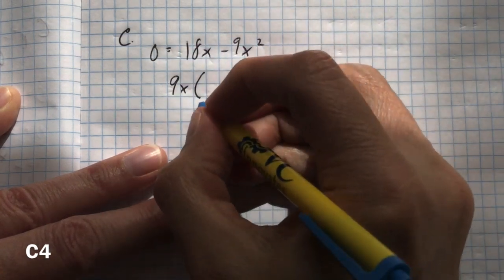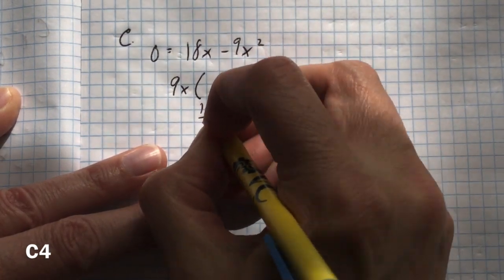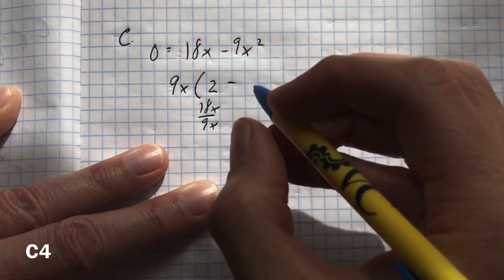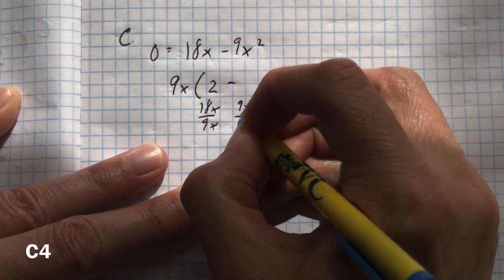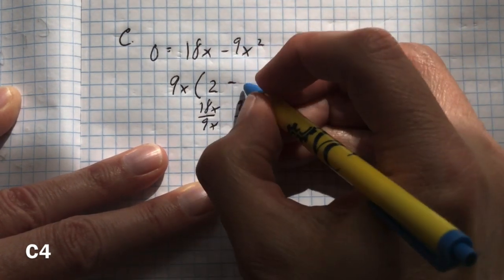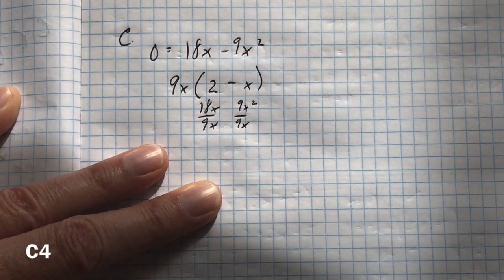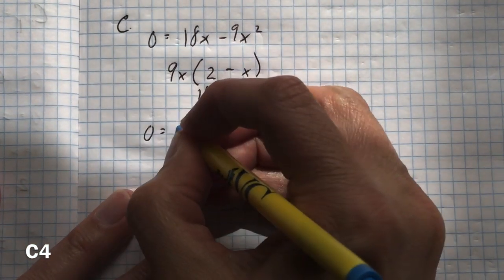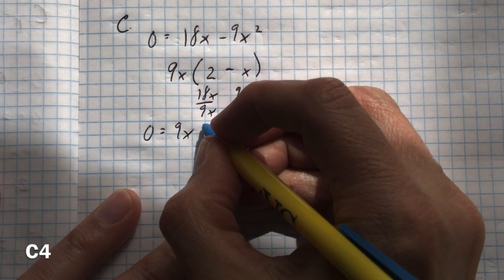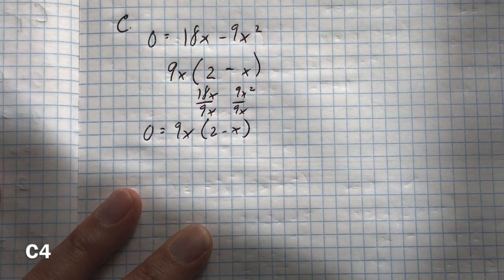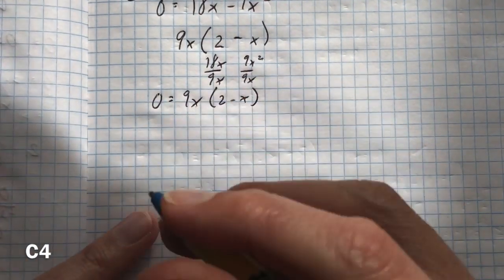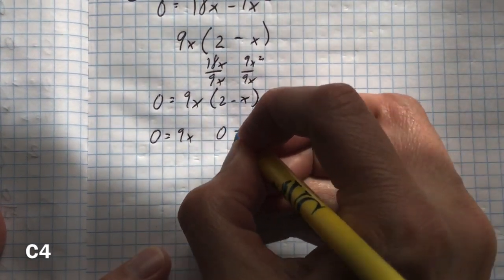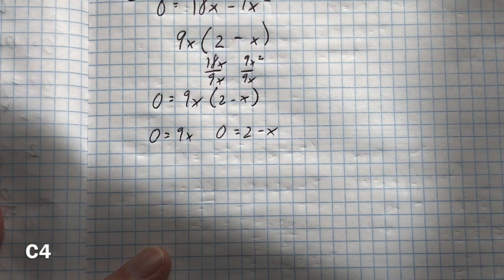So when I do that, I would have 18x divided by 9x. This is going to leave me with a 2. Put my minus sign. 9x to the second divided by 9x is going to give me a plain old x. And that's how we would end up getting that factored there. And then I would set all that equal to 0. And with that, I begin to split that out. 0 equals 9x, and 0 equals 2 minus x.